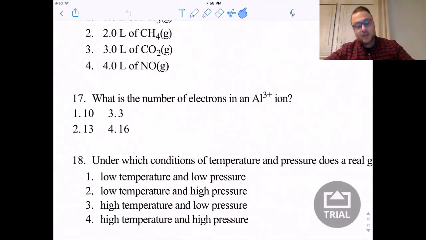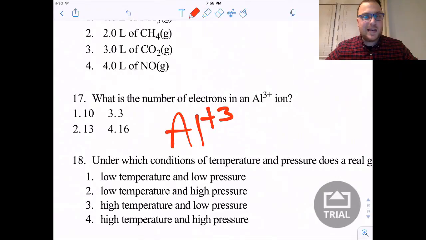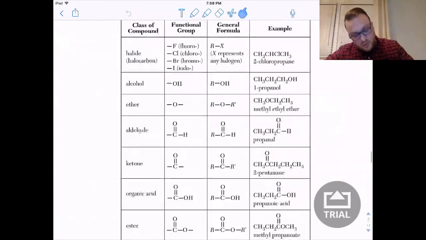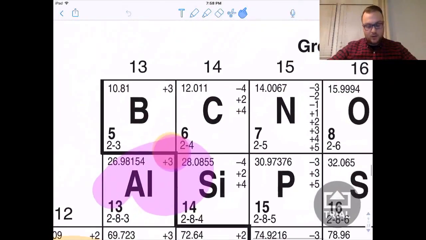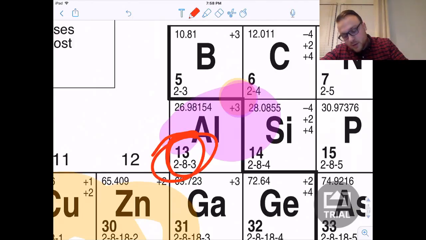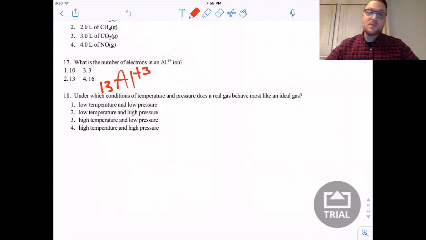Aluminum plus 3. So, first, they don't give you aluminum's atomic number, so you really can't figure anything out about electrons if you don't know how many protons it has. So you're going to go find aluminum on the periodic table, and boom! 13. So, aluminum's atomic number is 13. You're going to see this plus 3. And some of you are going to go, oh, it has 16 electrons because 13 plus 3 is 16. No. Incorrect. Because protons are positive, electrons are negative.